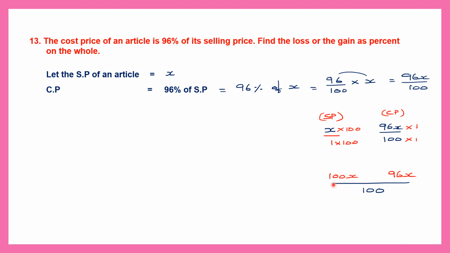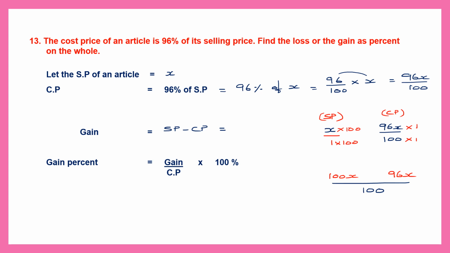So on one side we have 100x and the other side we have 96x. Which is greater? 100 is greater, isn't it? So that means selling price is greater than cost price. If selling price is greater, that means we have a gain. There is a gain. So now let's find out what the gain is. So gain is selling price minus cost price, and gain percent is gain by cost price into 100. So first we have to find out what the gain is. How much is the gain? Okay, so that is selling price minus cost price.